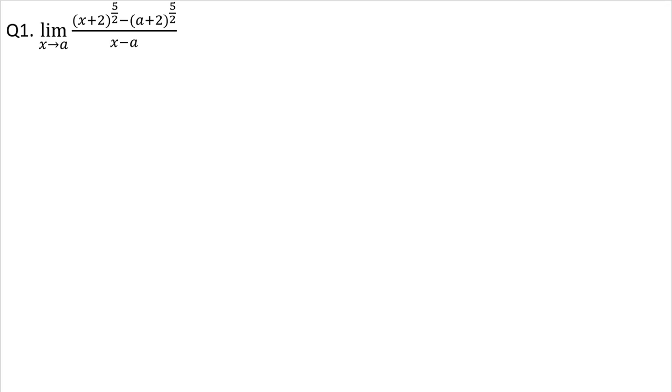In the previous lecture, we learnt about the formula limit x approaches a, (x^n minus a^n) upon (x minus a), which is equal to n into a^(n minus 1). So we shall continue with this topic and we'll do some important questions. So here is the first question.